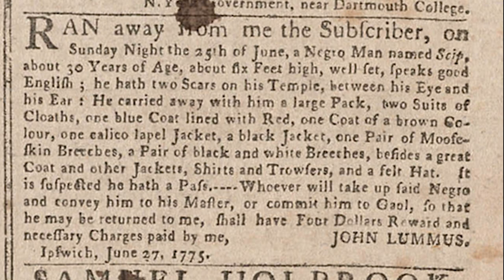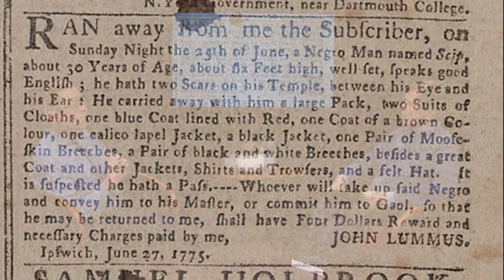And whoever will take up said Negro and convey him to his master or commit him to jail, with a G-A-O-L, so that he may be returned to me, shall have $4 reward. It was signed by John Loomis, so Scipio assumed the last name of his enslaver. That's correct. Very interesting. So Scipio ran away to fight the British, and he ended up with a unit that was encamped on Prospect Hill in Somerville.